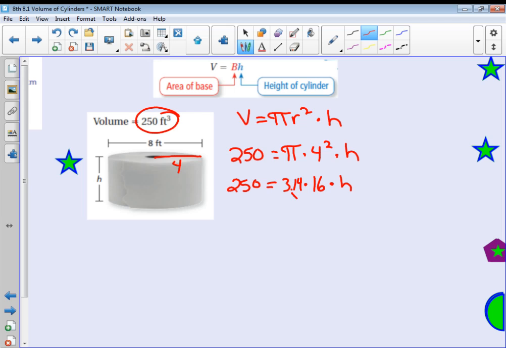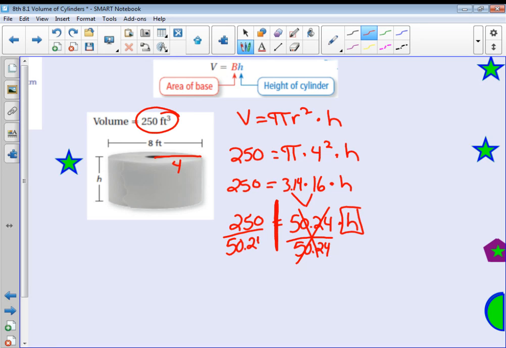Still 250. Now I'll go ahead and simplify that. 3.14 times 16 gives me 50.24 times our height equals 250. And now I'll divide by 50.24 because I want to get h by itself on one side of the equal sign, so that's gone. 250 divided by 50.24 gives me 4.97 and then a bunch of other numbers. So close to 5, the label would be feet. So our height on that would be 5 feet.